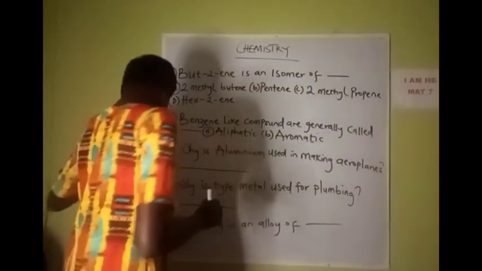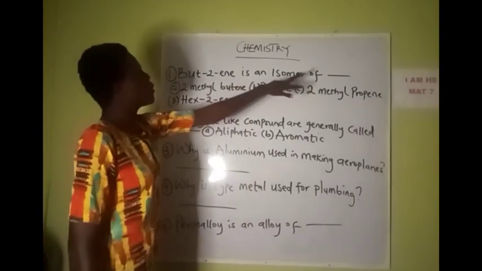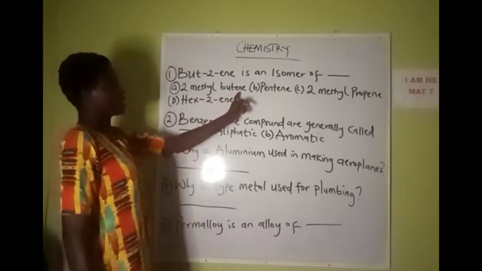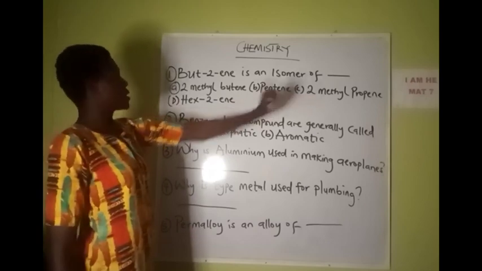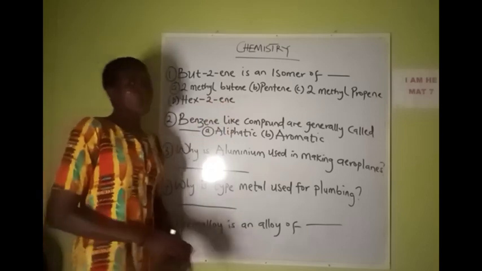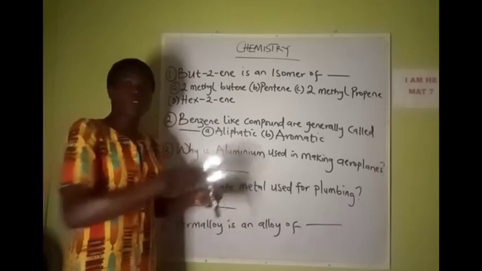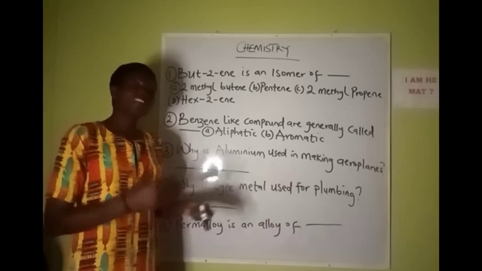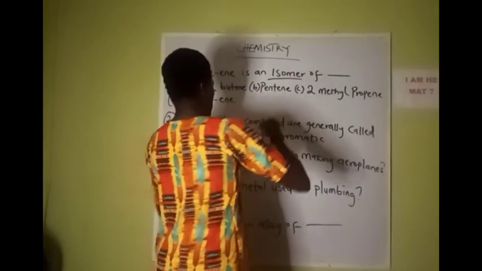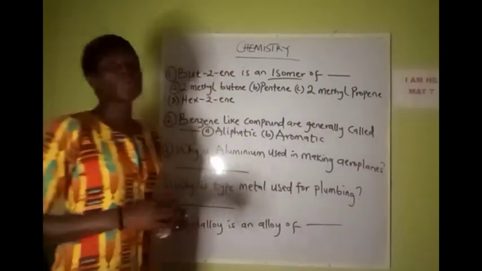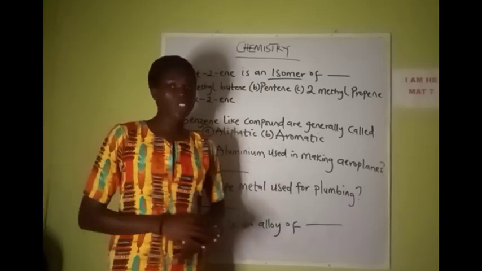The first question says, but-2-ene is an isomer of dash. A, 2-methylbutene, B, pentene, C, 2-methylpropene, D, hex-2-ene. Now if you watch my other video, I talked about what an isomer is, the homologous series and their formula. You understand? An isomer is a compound that has the same molecular formula but a different structural formula. Do you understand it now?